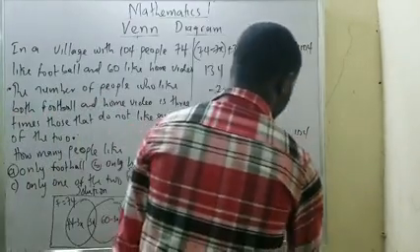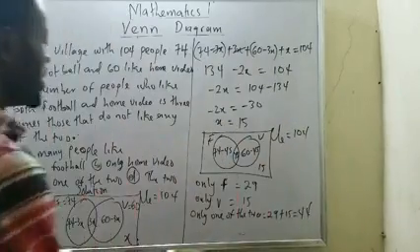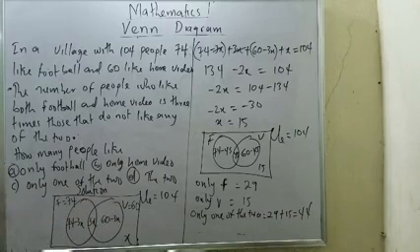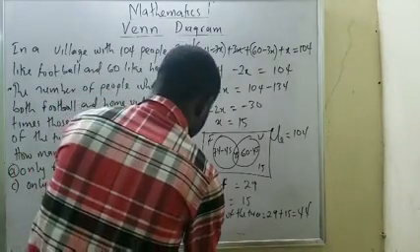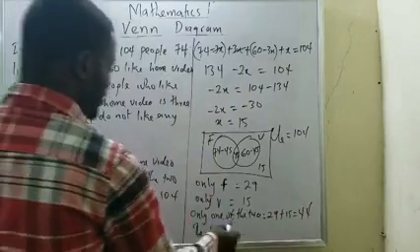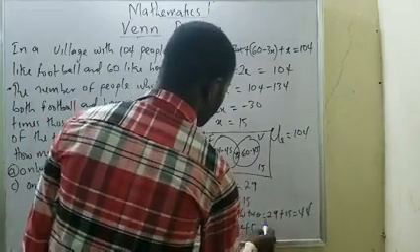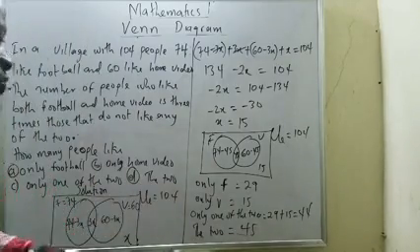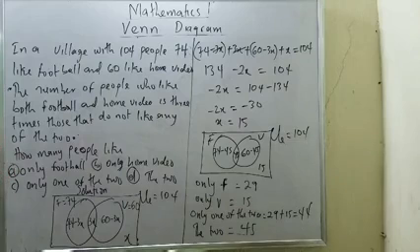Now, the next one is both. Who are those that like the two? The two will be equal to 45. It means 45 people like both home video and football. That is what we are trying to say there. And that is all. With these two examples, you are good to go on Venn diagram.